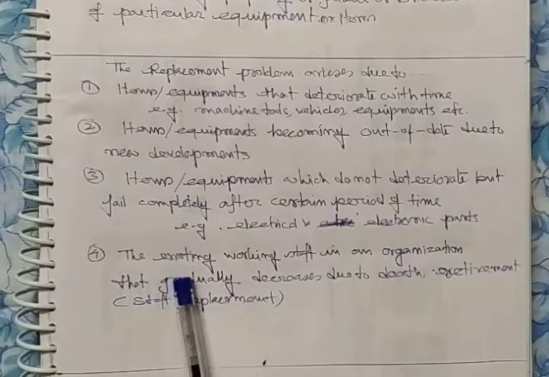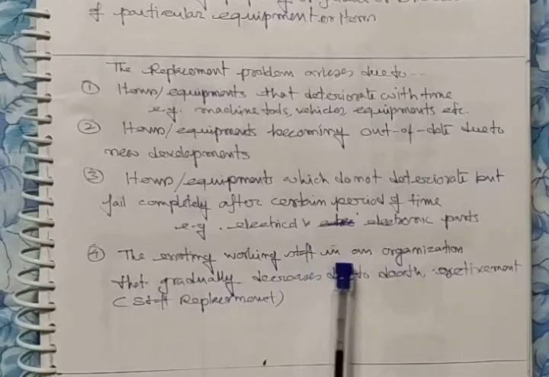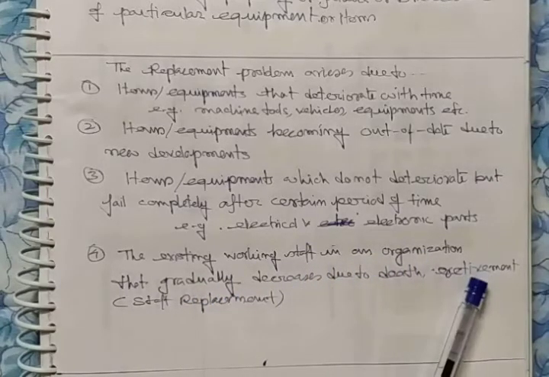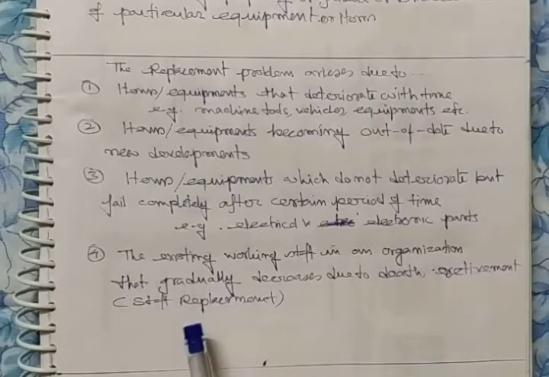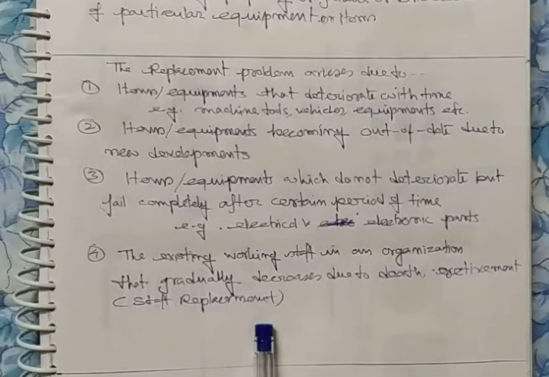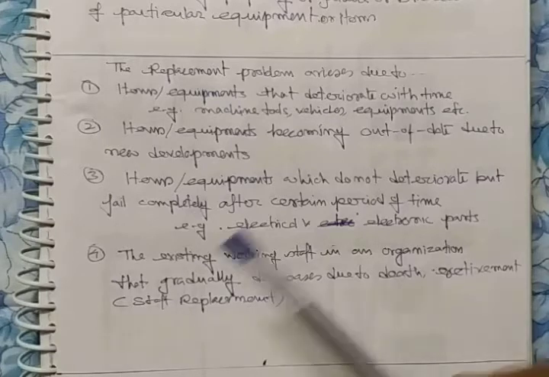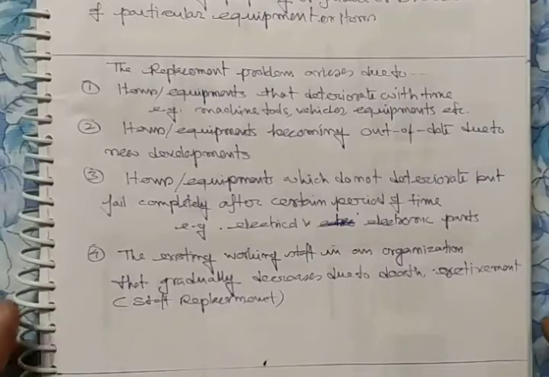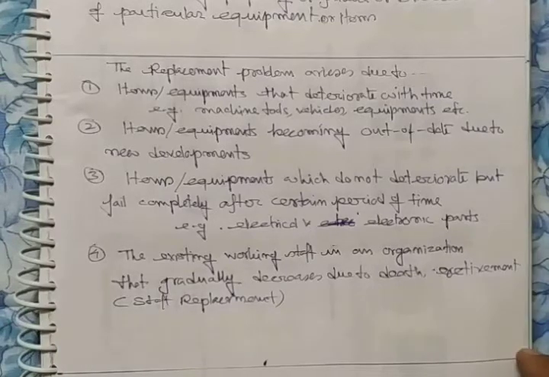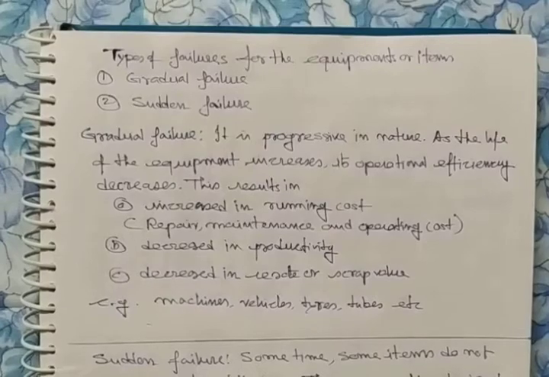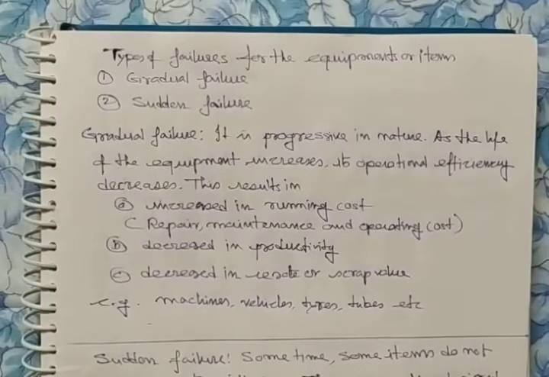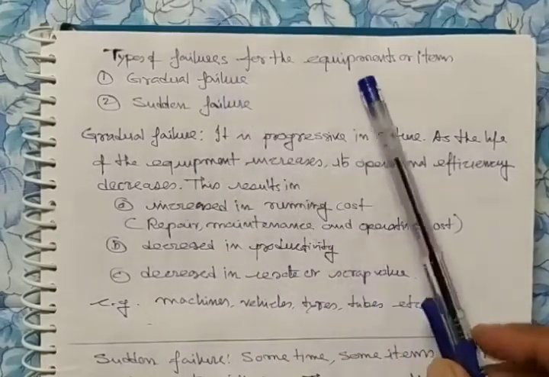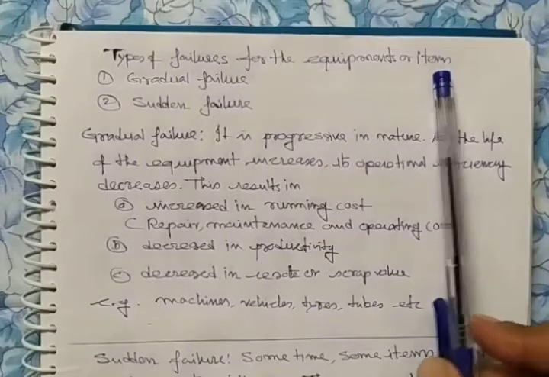Fourth, the existing working staff in an organization that gradually decreases due to death or retirement. In that case also, staff replacement is required. So those are the problems basically in the replacement model. Before going into details about the replacement model, let's try to understand the types of failure for equipment and items.